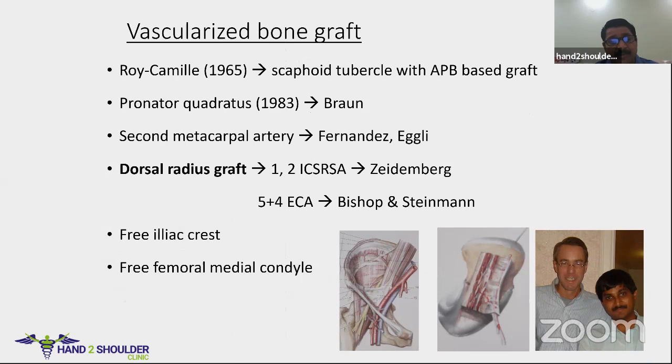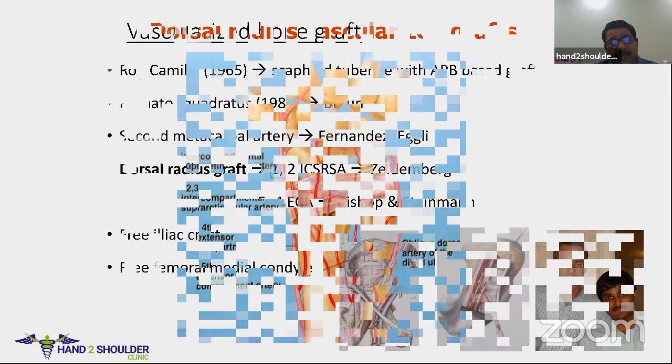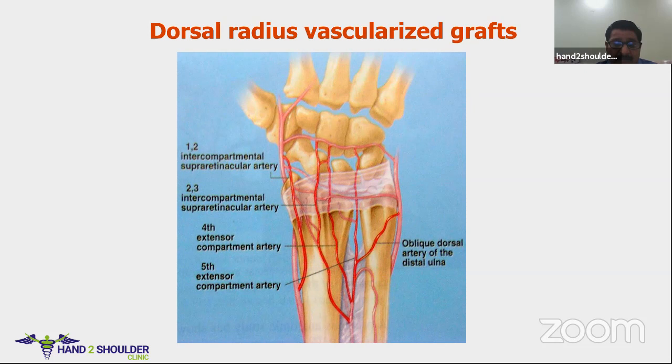We use vascularized graft. The first vascularized graft was described by Roy Camilli in 1965, which was based on APV graft. Then Braun described pronator quadratus, which became very popular. Zaidenberg described 1-2 ICSRA graft, which we'll be discussing. Then there are other grafts, femoral condyle graft, periosteal femoral condyle graft, but we'll be focusing our talk on dorsal vascularized graft.